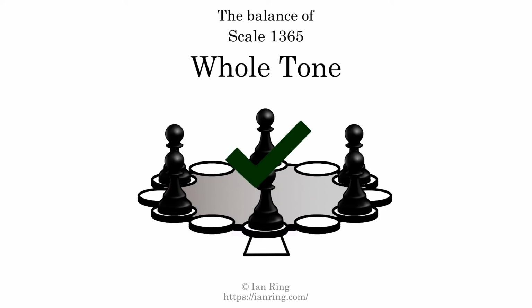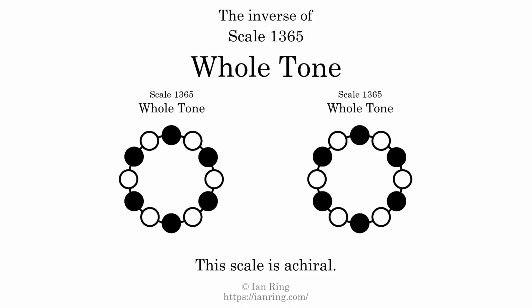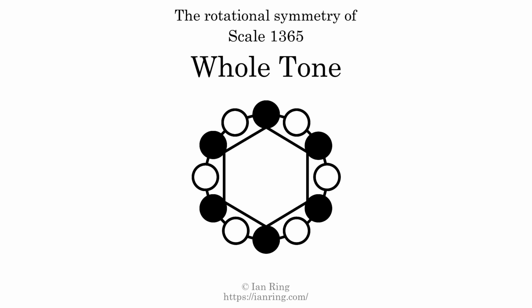This scale is balanced. The inverse of a scale is a mirror image. It is what you get when the sequence of intervals is reversed. This scale is symmetrical, its inverse is the same as itself. Like all symmetrical scales, this scale is achiral, since it can transform into its own reflection by a rotational transformation. This scale has rotational symmetry at 2 semitones.